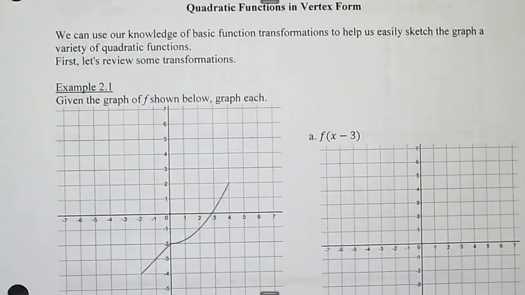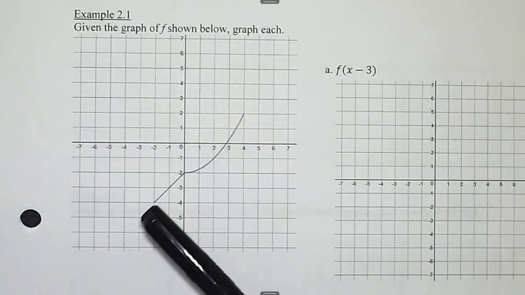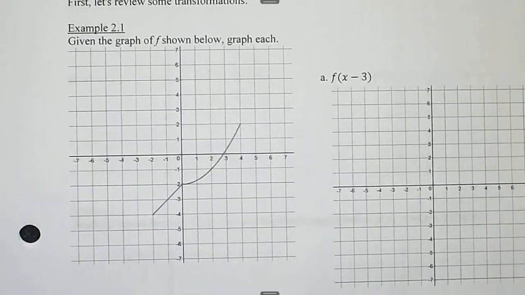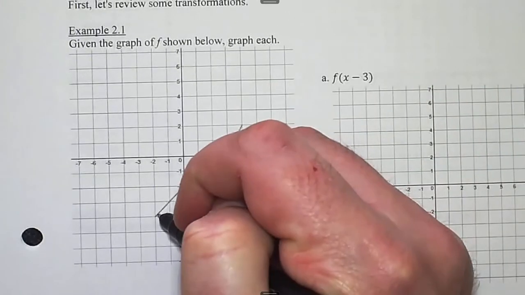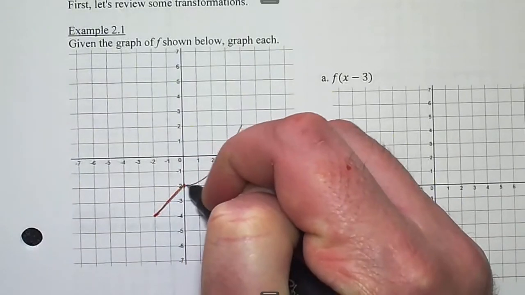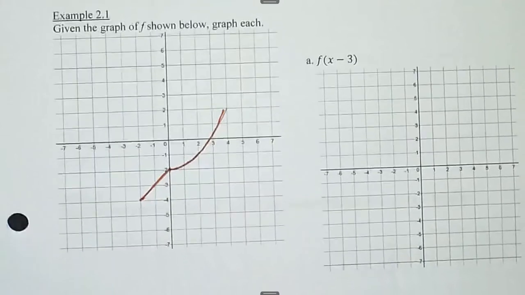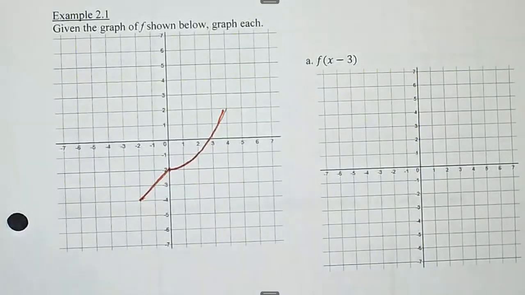So let's take a look at it as kind of an abstract graph. Here we got a limited domain. It just makes kind of like a sickle shape, okay? And we're going to look at some basic transformations that we've studied. So this is the graph of f of x. Well, what would the graph of f of x minus 3 be?